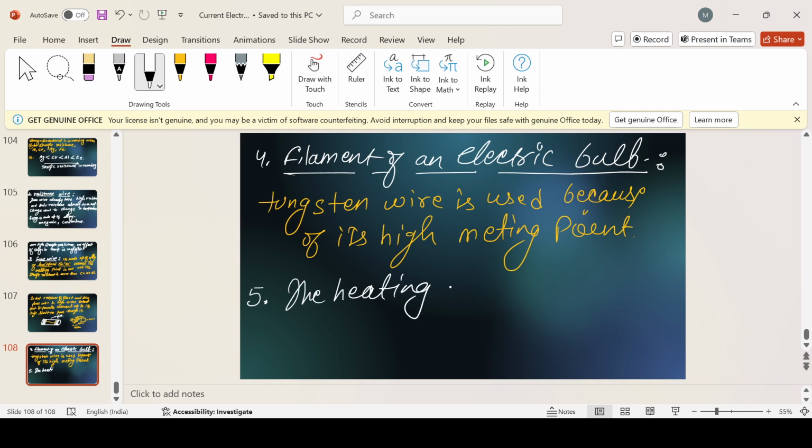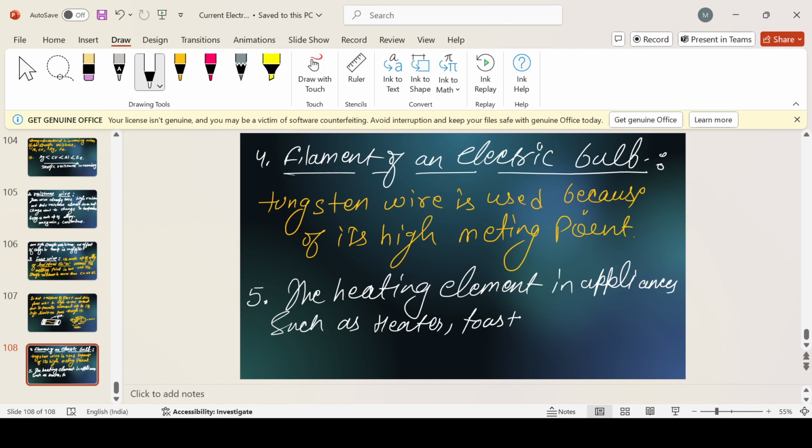the heating element in appliances such as heater, toaster, oven, geyser, etc. Okay, so for this also we use a very specialized wire because all these appliances give more heat. Okay, they are used for that. It's an effect of electric current, that means the heating effect of electric current.